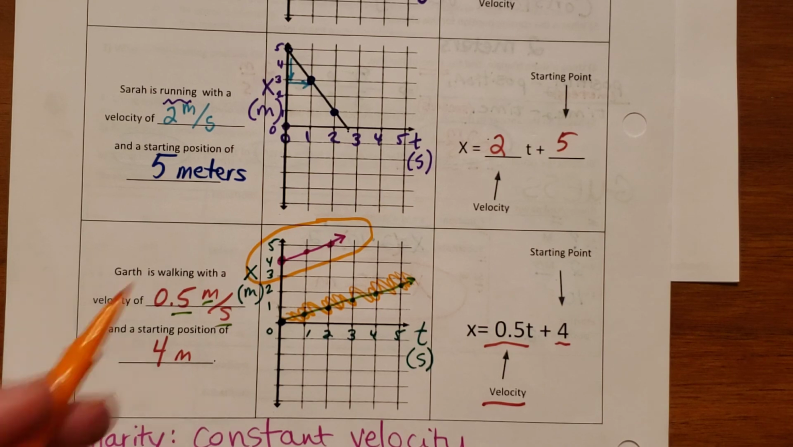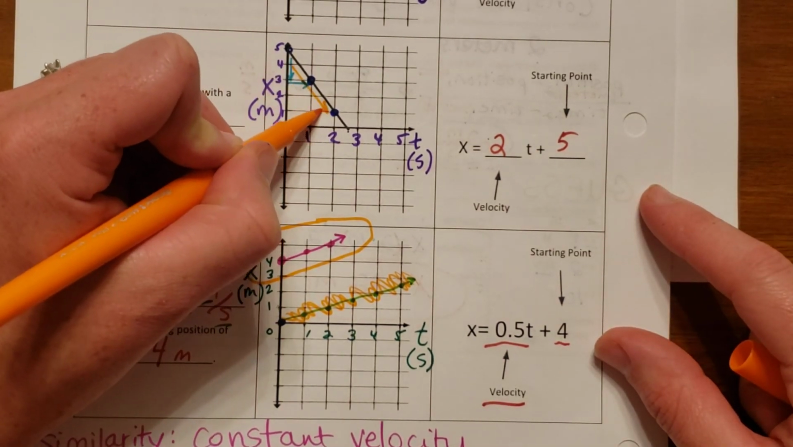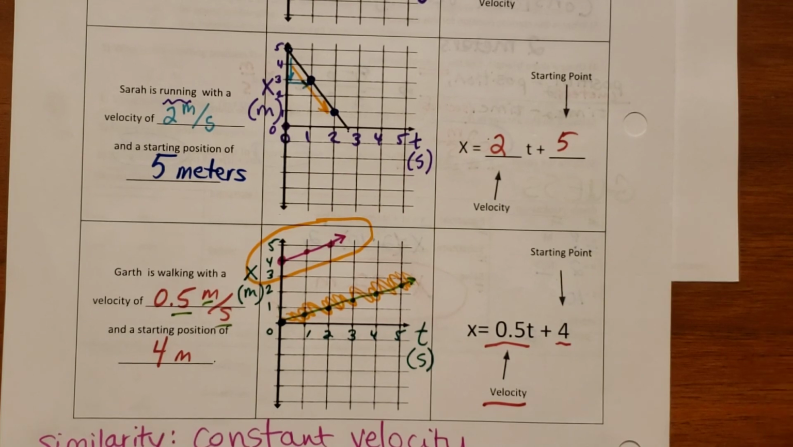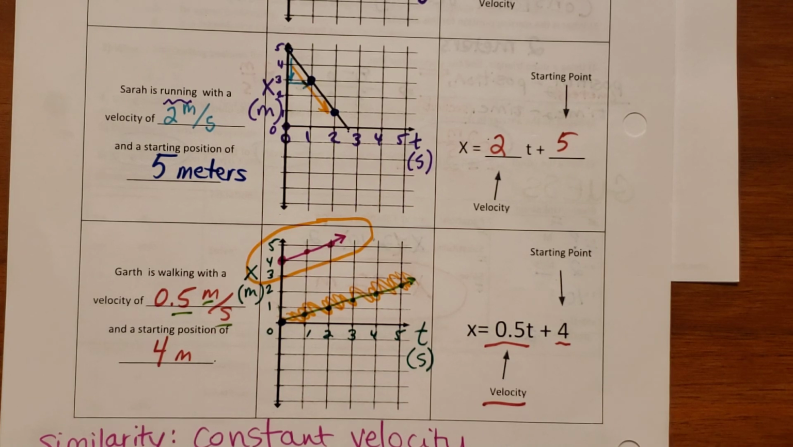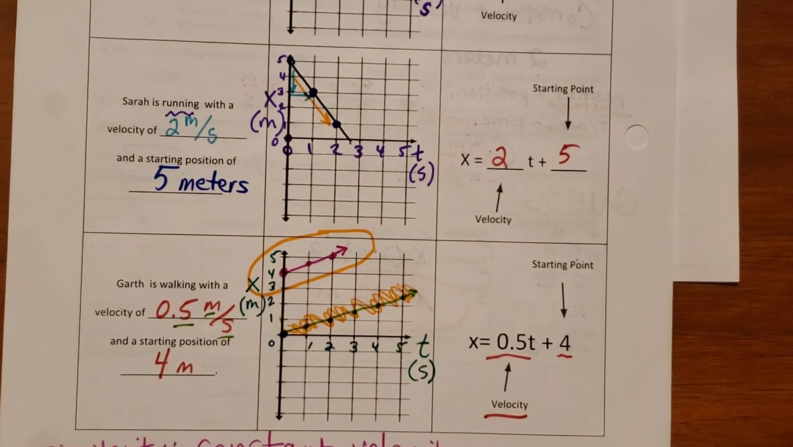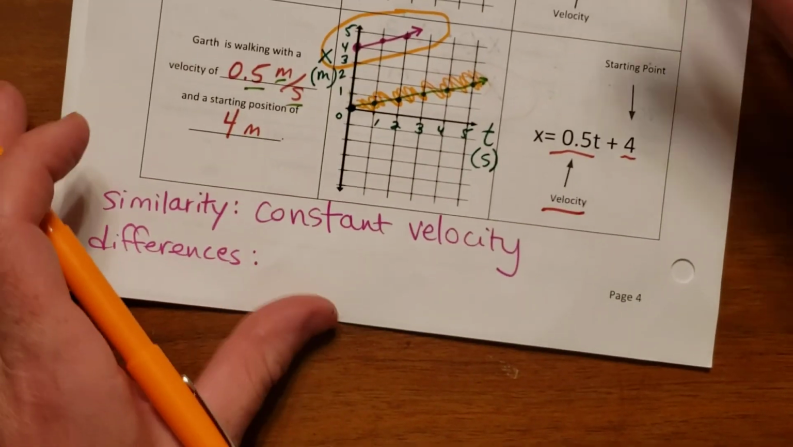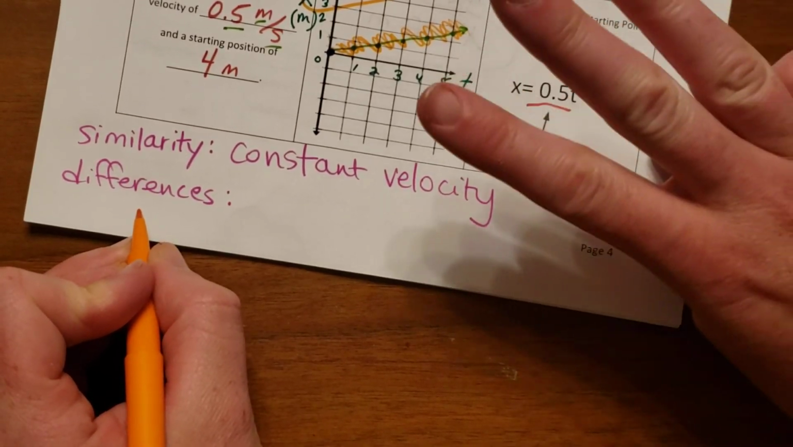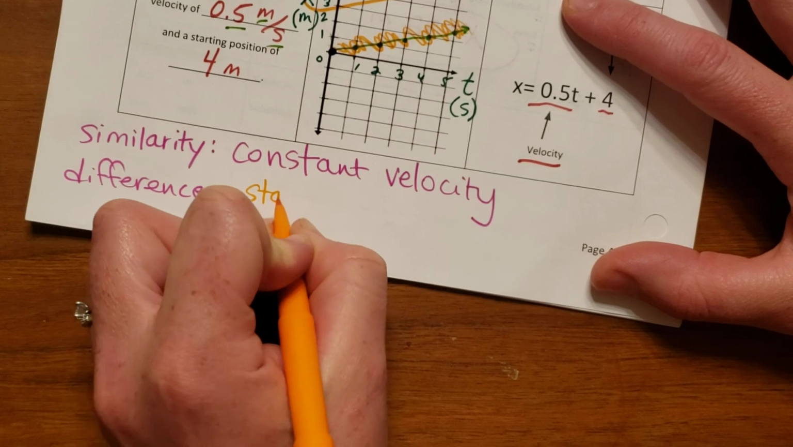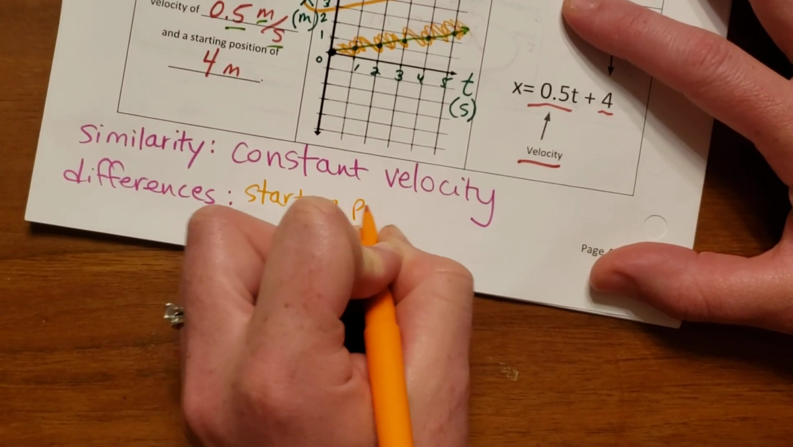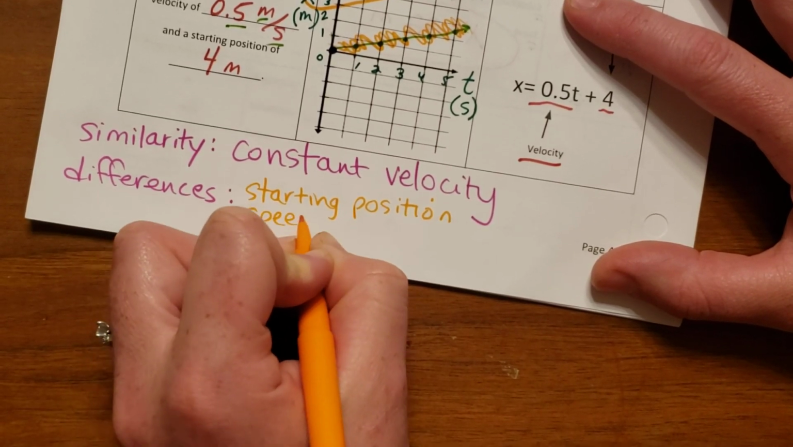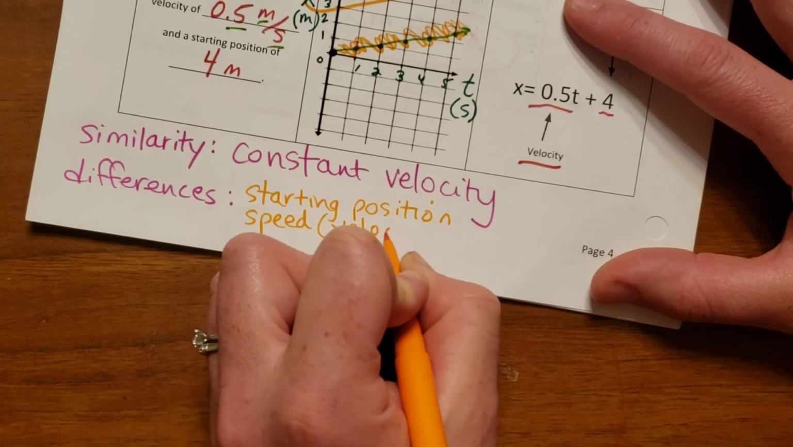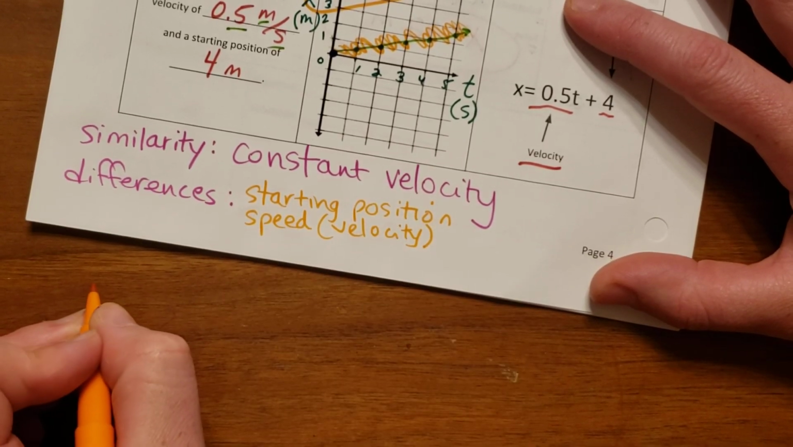Direction. We see that Sarah is traveling in a negative direction. So maybe she's running back to her house because she forgot something. And Garth is traveling in a positive direction. So he's running to school away from his house. Let's document those differences and let's call it a day. I'm left-handed, so I'm going to turn my paper just a little bit. So I had 3 differences that we decided. We had starting position, we had speed, velocity, and we had direction.